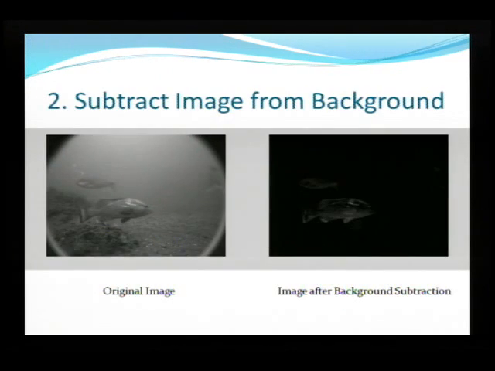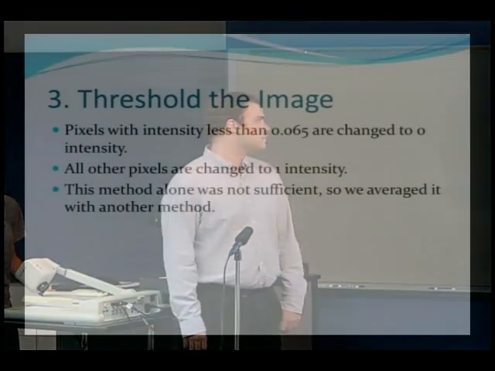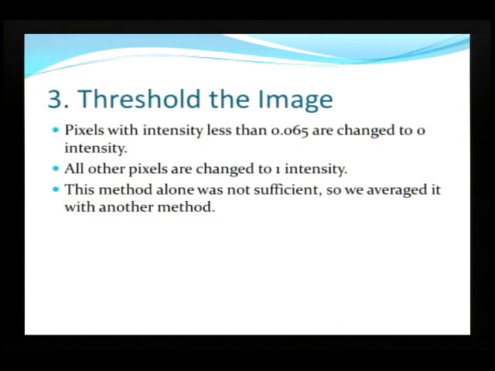So this is after I subtracted the background. On the left is the original image, and then on the right is the image subtracted from the background. Then I thresholded the image. Pixels with intensity less than 0.065 were changed to 0, and all other pixels are changed to 1. This method wasn't sufficient by itself, so I included the variance as well.